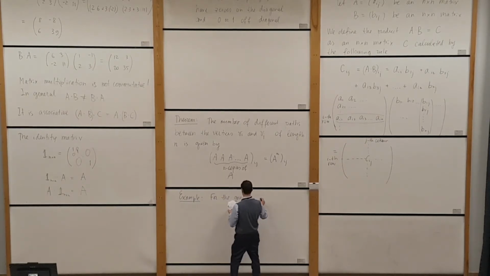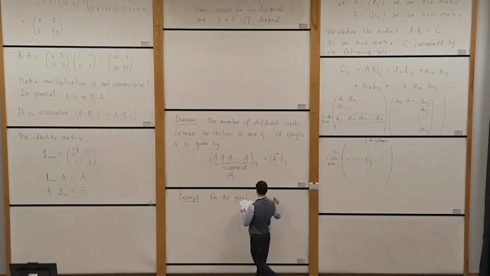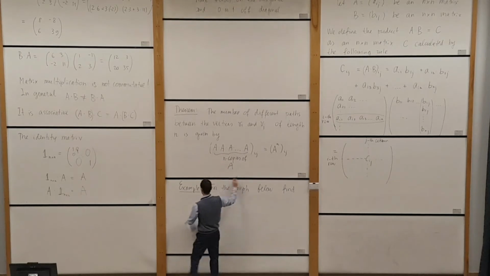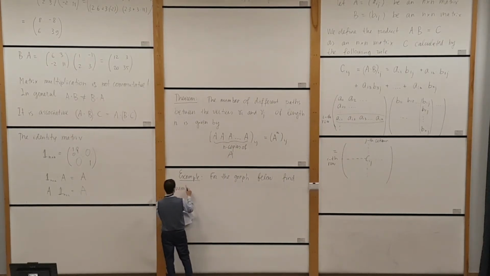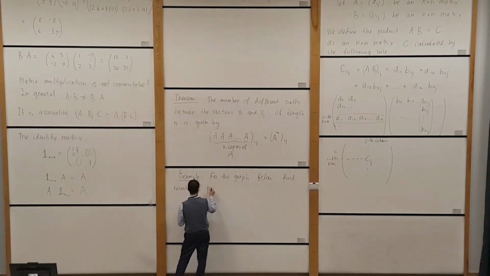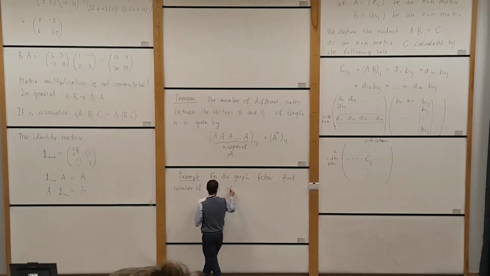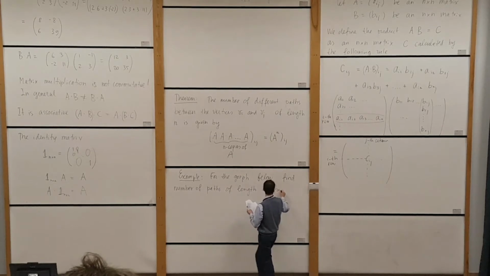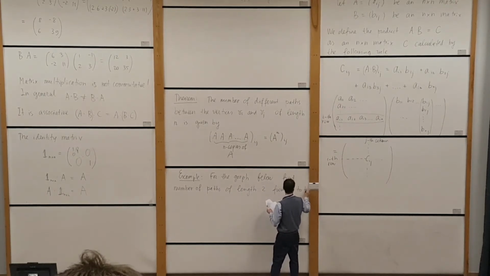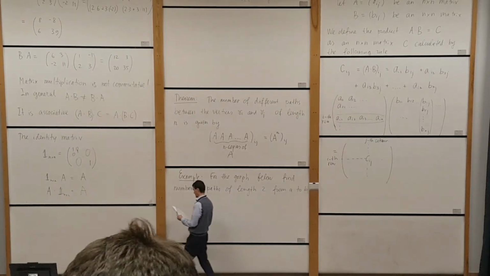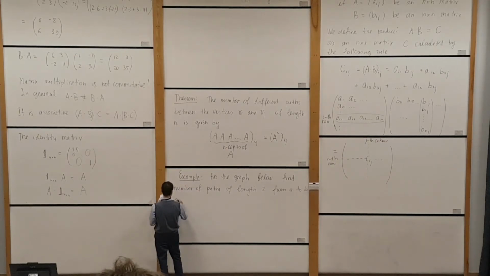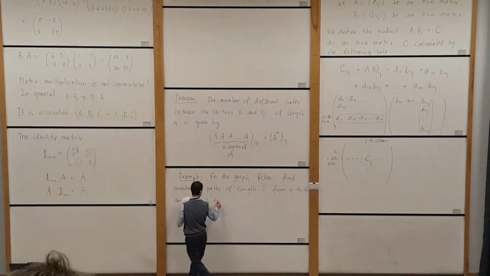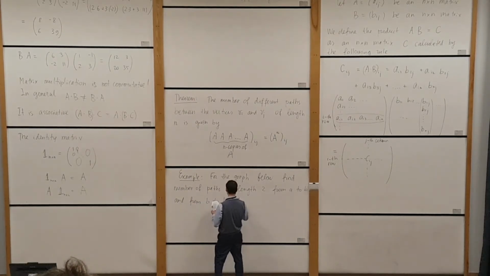For the graph below, which I will draw, find the number of paths of length 2 from A to B. So now the vertices will be labeled by letters A, B, C, and from B to B.